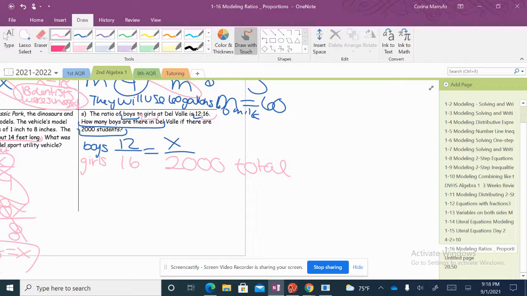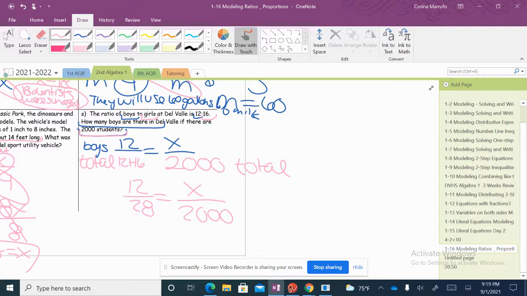28, right? Because 12 plus 16 gives you 28. So that's the total. And the reason that we have to use the total and not the girls is because right here, they gave us 2,000 students. They gave us the total students. So down here, instead of using girls, which I thought we were going to use, but I didn't finish reading the problem, it's going to be total, and it'll be 12 plus 16, which we said was 28. So I'm going to rewrite this: 12 over 28 equals x over 2,000.